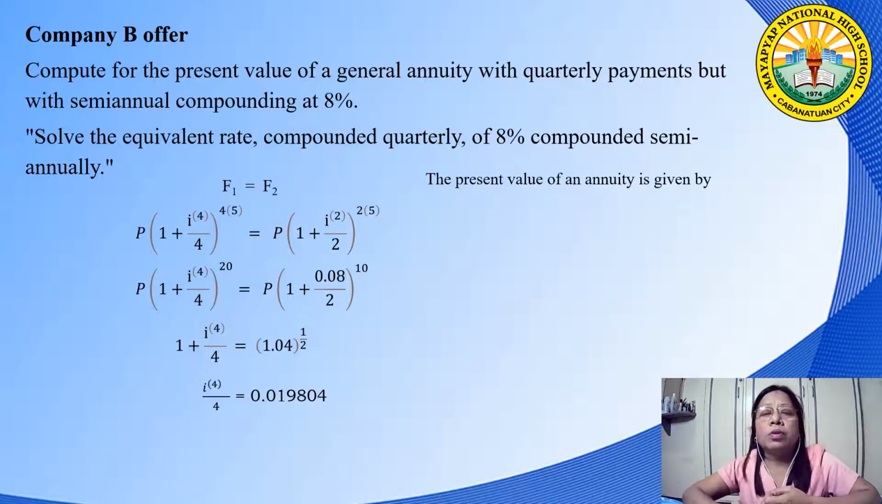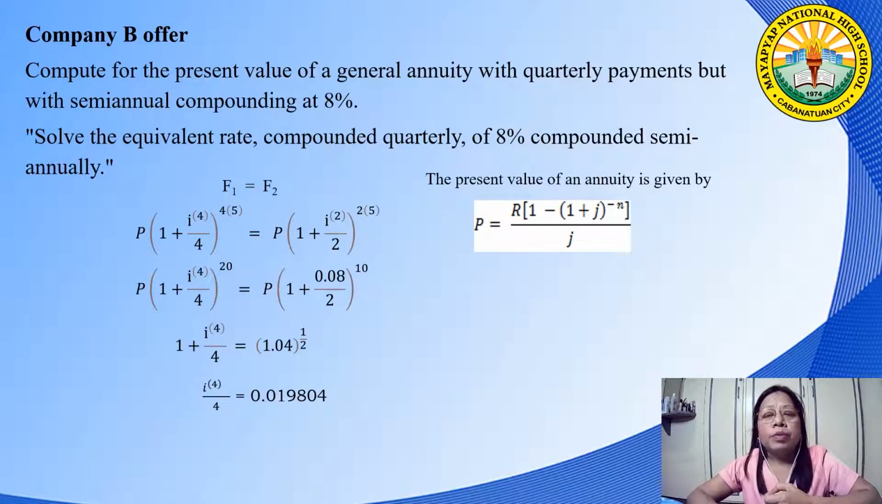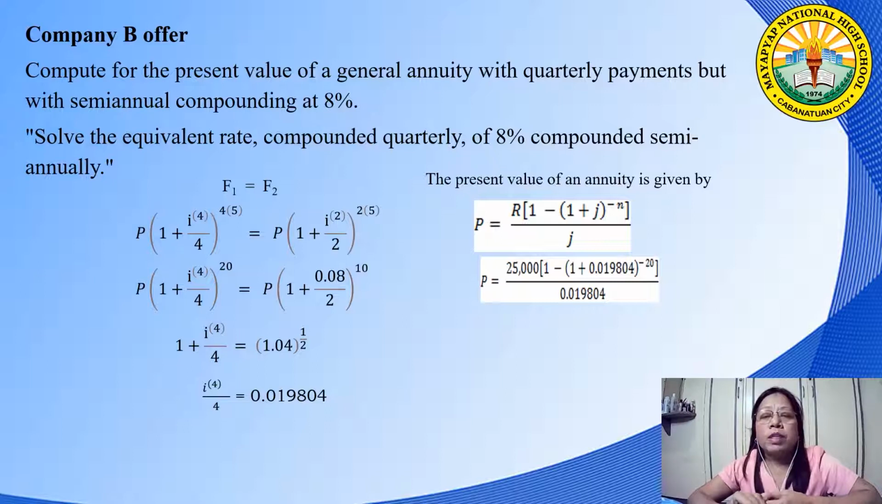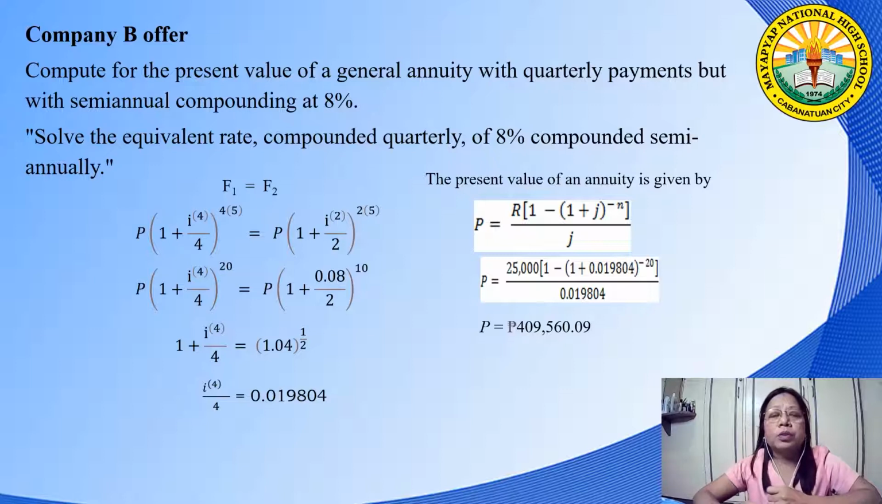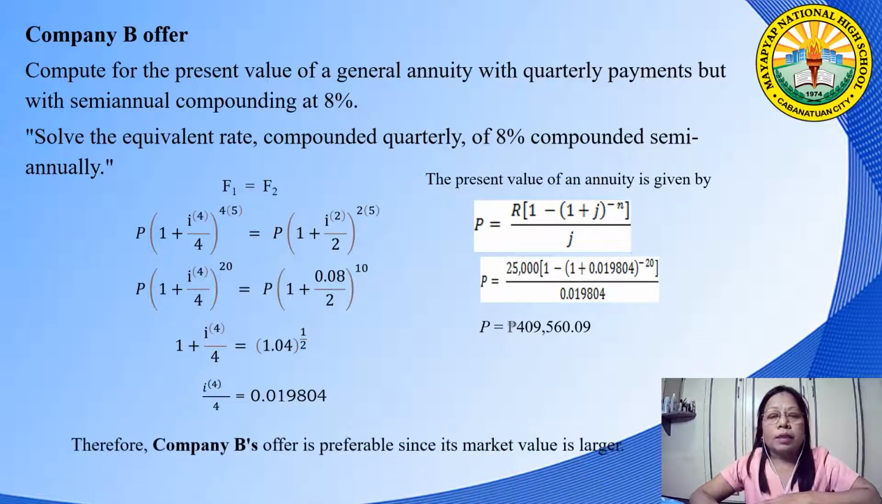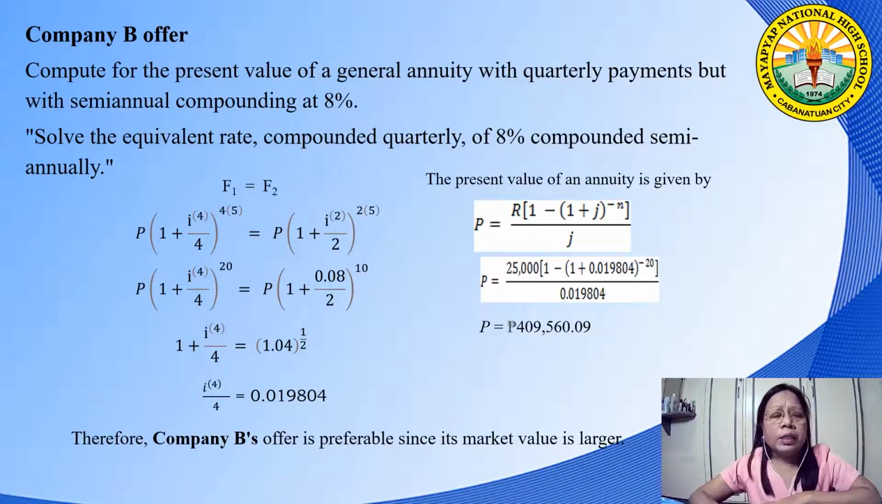Then after getting the value of j, you solve for the present value of an annuity, which is given by P equals R times 1 minus quantity 1 plus j raised to negative n, over j. So the regular payment is 25,000 pesos. Then you replace the value of j in the formula. So the present value is 409,560.09. Therefore, the company B offer is preferable since its market value is larger.